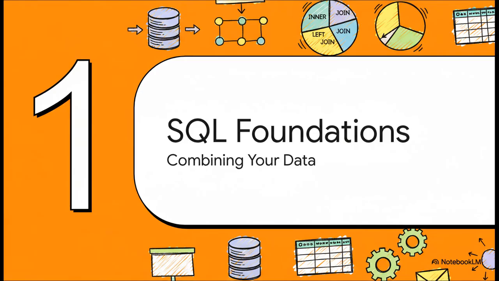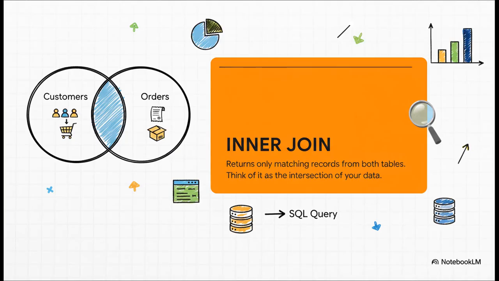First up, we've got to talk about the bedrock of any SQL interview, joining tables. Seriously, this is non-negotiable. It's all about how you take different pieces of data, like a customer list from one table and their orders from another, and combine them to see the whole picture. You absolutely, positively have to nail this. Let's start with the inner join. The easiest way to think about this, it's like the overlapping part of a Venn diagram. It's the intersection of your data.